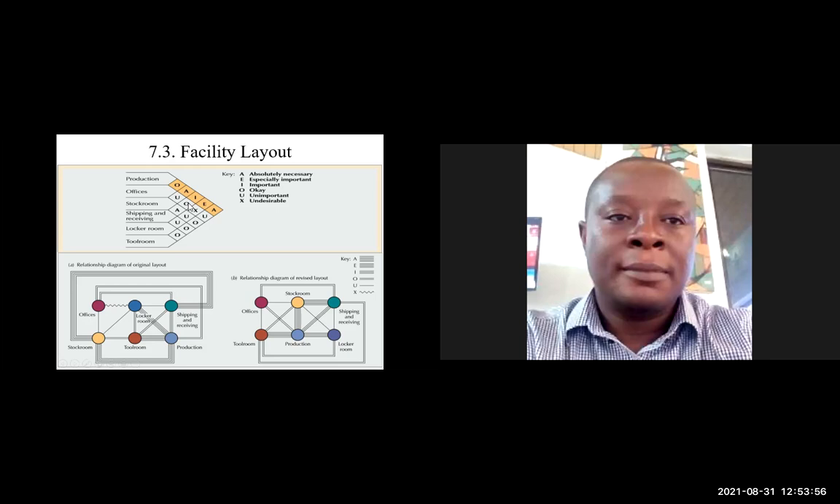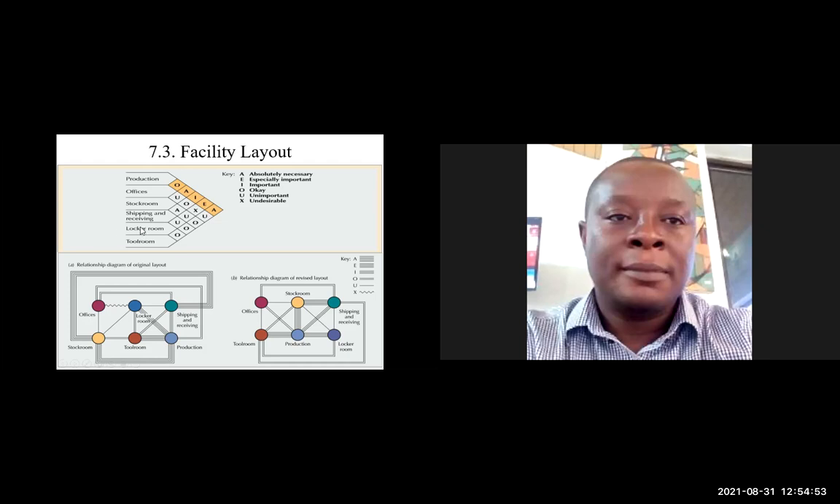Following the discussion with the manager, here we are acting as consultants to help the organization have a good layout of their departments. So we had a discussion with them, and these are the preferences that came out. The manager says that between production and offices, it is O, which is what? Okay. Between production and stockroom, this is where they meet. The manager said the relationship is absolutely necessary, which means that those two departments must be close.